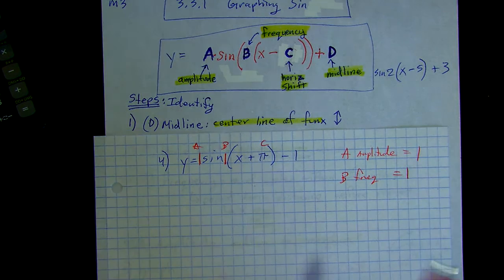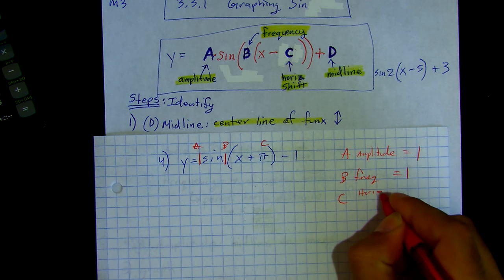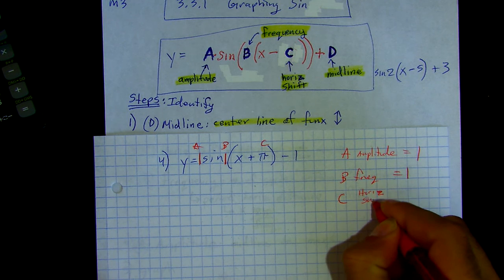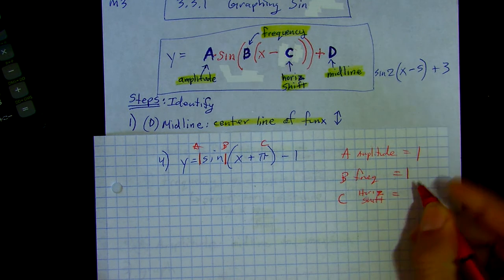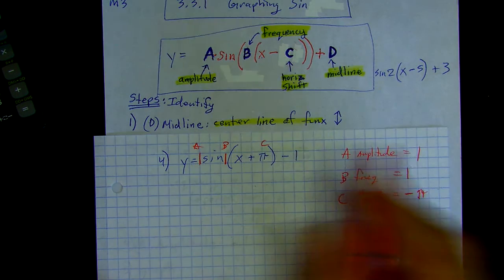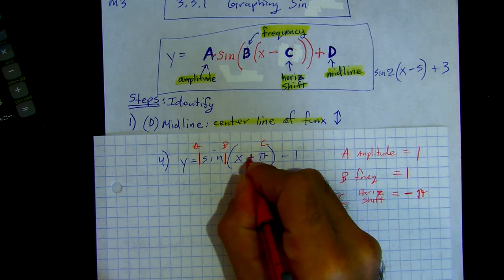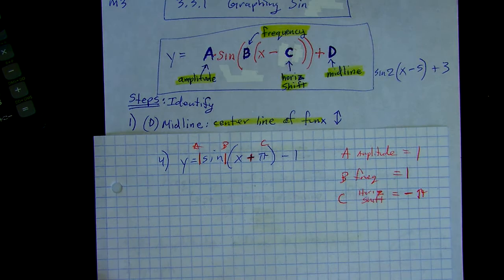So this is the hardest part about this. This is our horizontal shift. And with this, my horizontal shift is negative pi. Wait, what? It's plus pi. Did he make a mistake? I think he's making mistakes again. What's going on? It's plus pi.